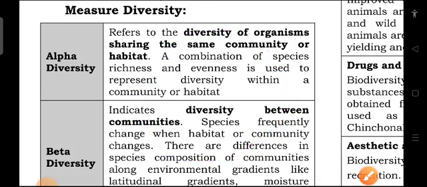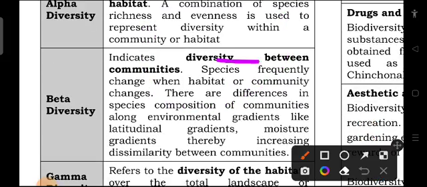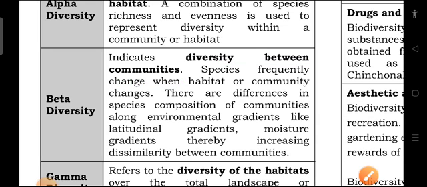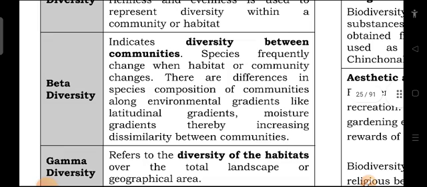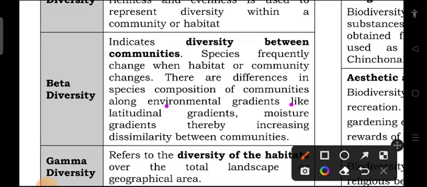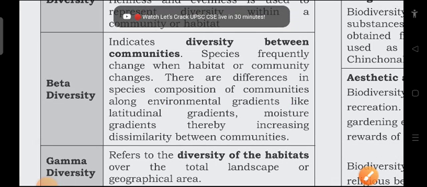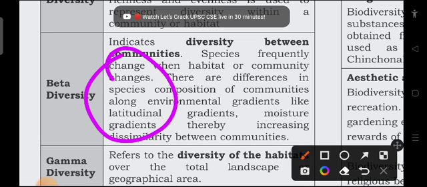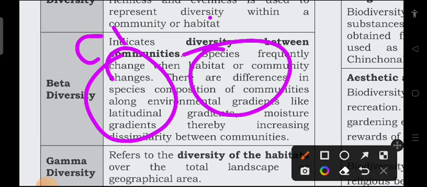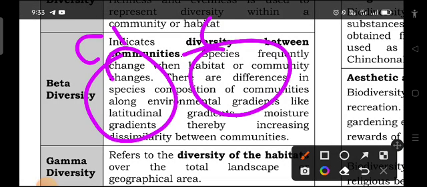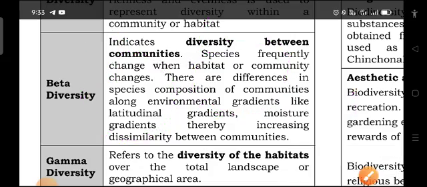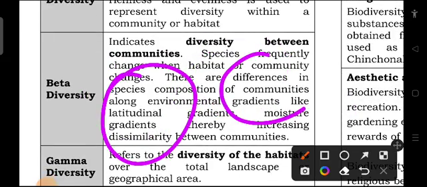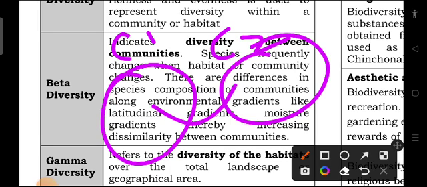And what about beta? Here it indicates the diversity between communities. Species frequently change when habitat or community changes. There are differences in species composition of communities along environmental gradients like latitudinal gradient and moisture gradient, thereby increasing the dissimilarity between communities. So between communities, like here we might have community 1 and here we have community 2, if we compare the two communities, it's called beta diversity.